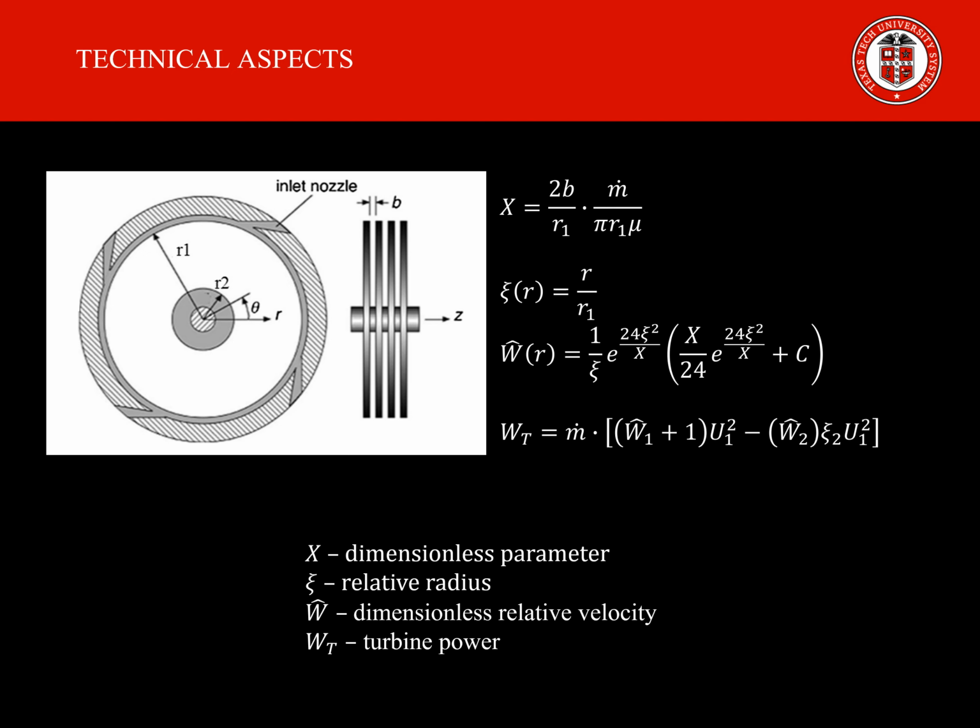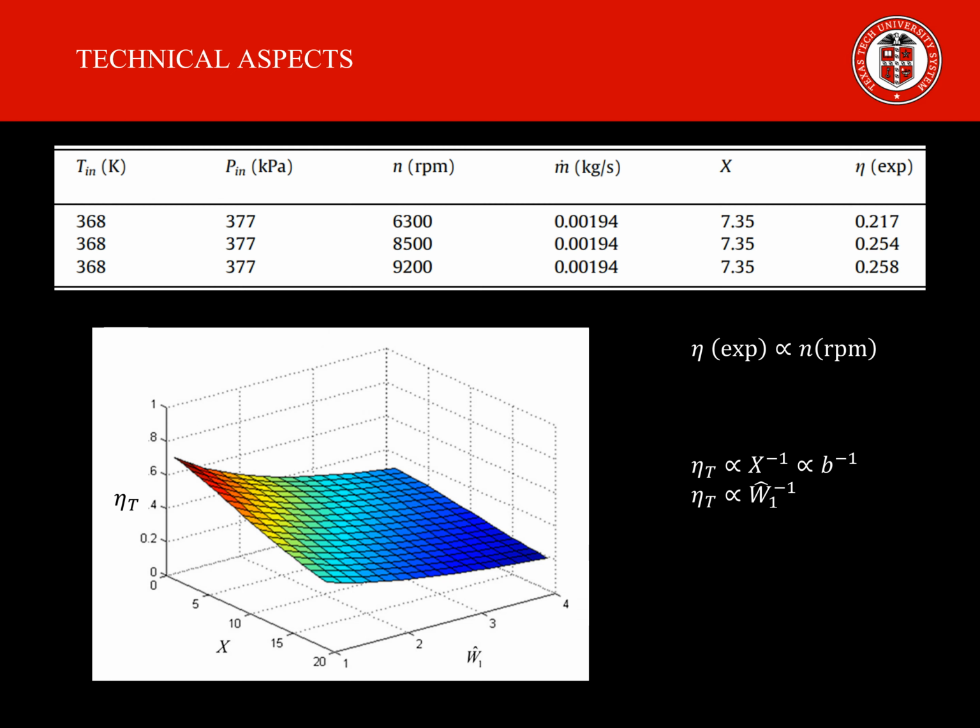Turbine power can be found by comparing the relative velocities at the disk radius and central orifice radius. Relating this back to the ORC, efficiency can be calculated by comparing the power generated by the turbine to the power consumed by the pump. As the table lays out, experimental efficiency increased with how fast the disks spun, all other things held constant.